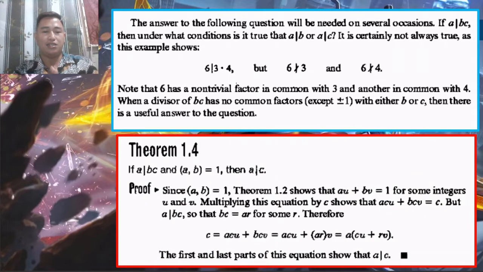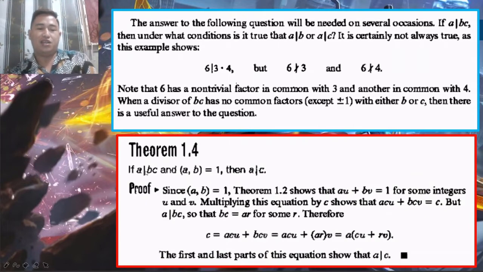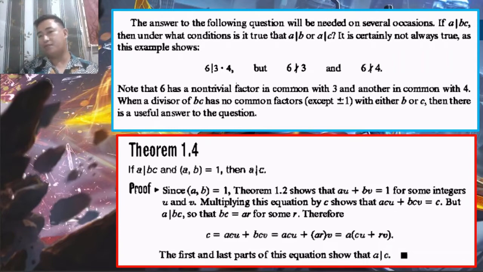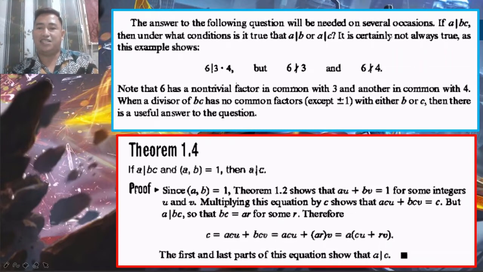Okay, dara na class si Theorem 1.4. So if A divides BC and the GCD of A and B is 1, then A divides C. Daara. So, dara class if A divides BC, kung ang GCD class ni A ug ni B kay 1, so si A mo divide kang C. Mo true ning A divides C.